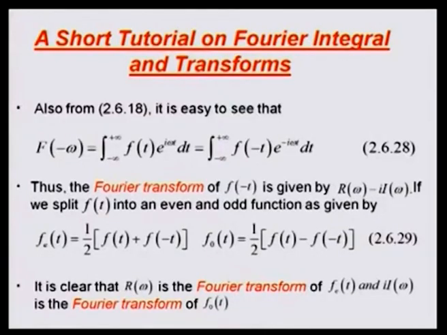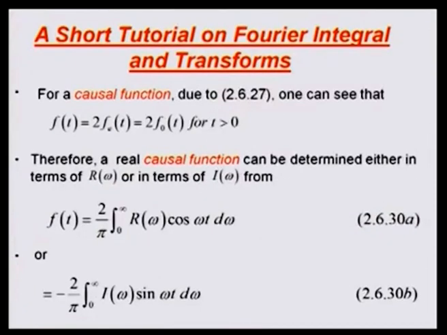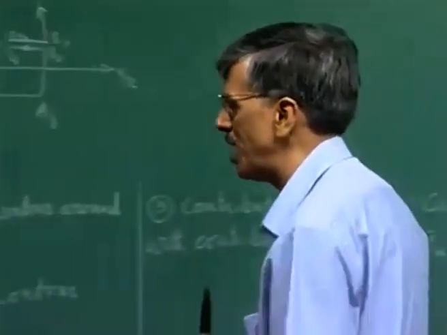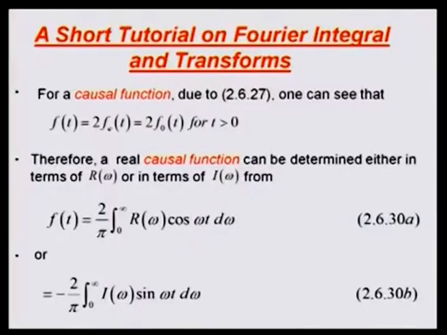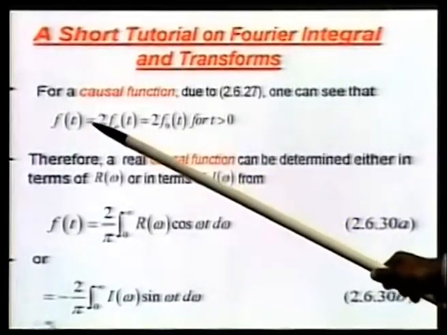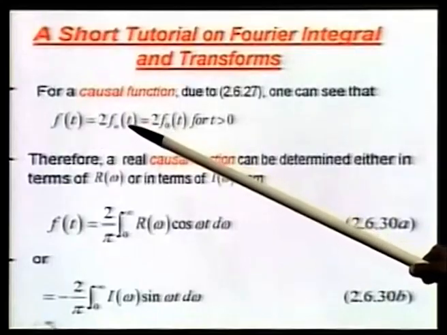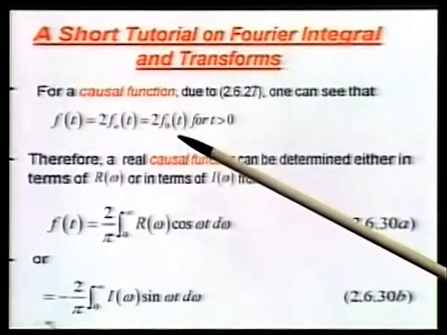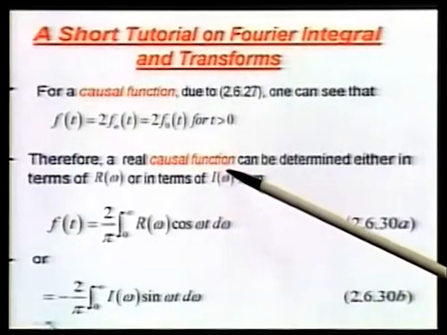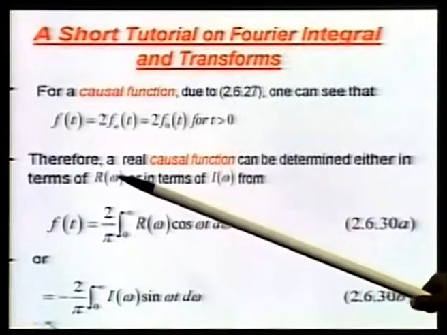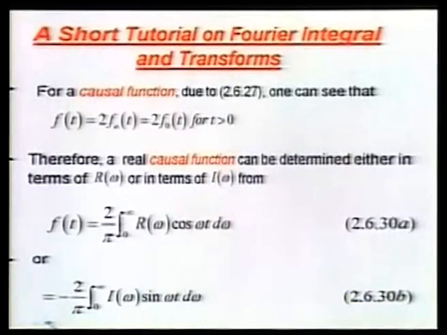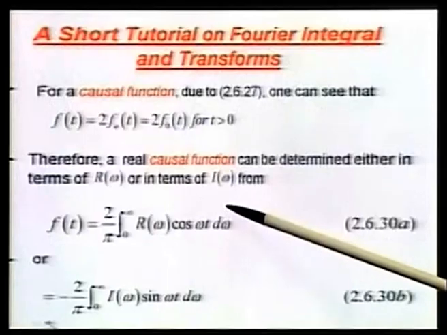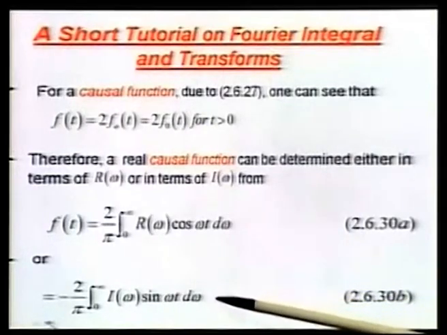In today's class, we are mostly going to talk about some of these mathematical fundamentals, but we will also try to connect it with what we intend doing. Now, we have seen that for a causal function, f of t will be nothing but twice f even or twice f odd. So, if I have a real causal function, then I can determine it either in terms of R or in terms of I, either of the formulas. When you do this, this is what is called a cosine transform, and this is what is called a sine transform.